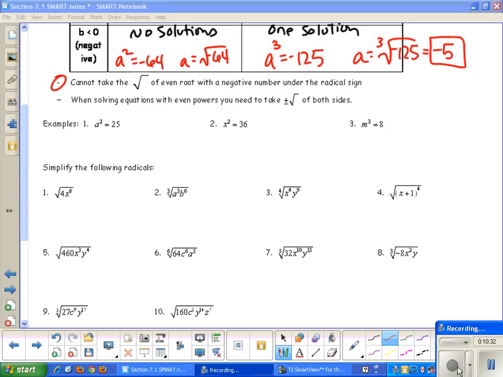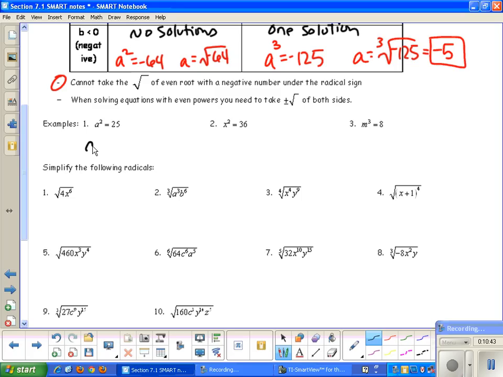All right, so we're going to solve these examples. We're solving for the variable, and the first one we're going to solve for a. So a squared equals 25. Since the index is 2, that means a is going to be equal to the square root of 25. We don't write that 2 for the index when it's a square root. The square root of 25 we know is equal to plus or minus 5, and again, don't forget to write that plus or minus in front because you can have both the positive or the negative answer.